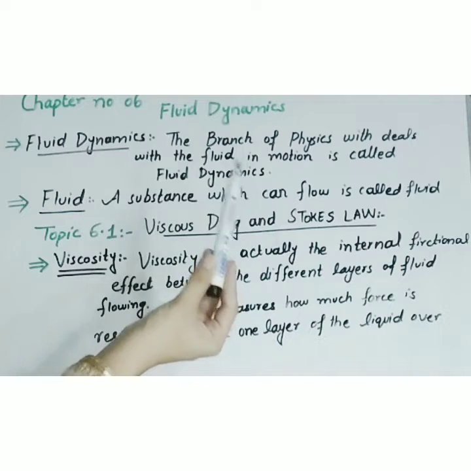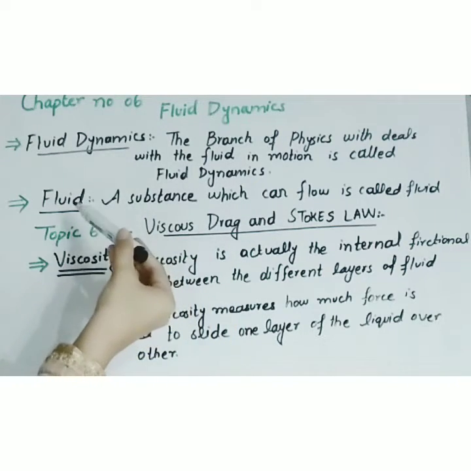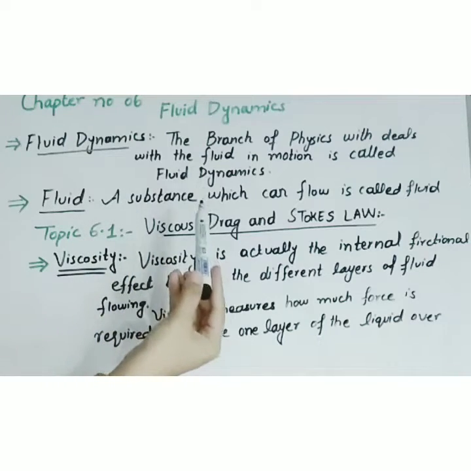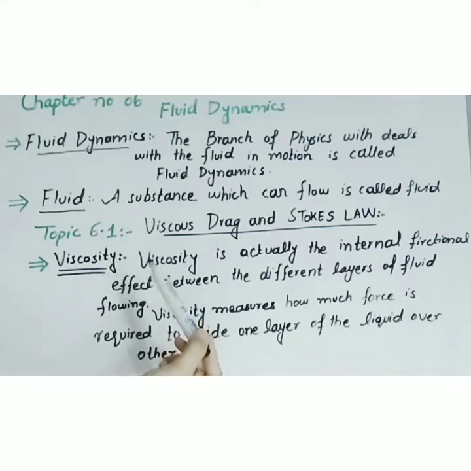What is fluid dynamics? The branch of physics which deals with fluid in motion is called fluid dynamics. So here the question arises, what is fluid and how do we define fluid? A substance which can flow is called fluid. So this is the basic definition of fluid.